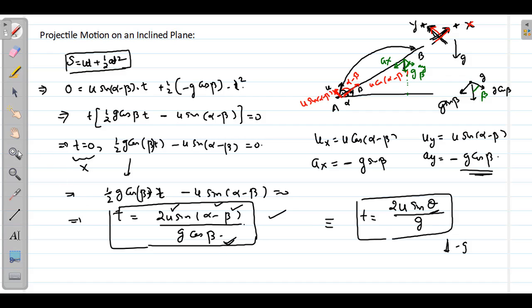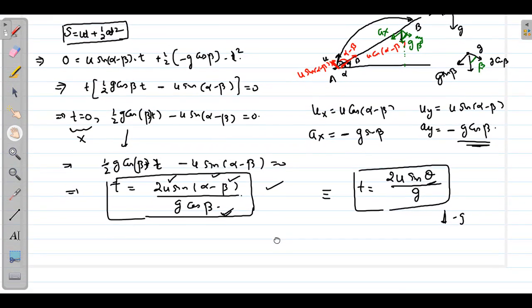Next we have to find the range of projectile. Range is R, and R is here AB, that is the distance between A and B. For A and B, again we use the equation of motion.